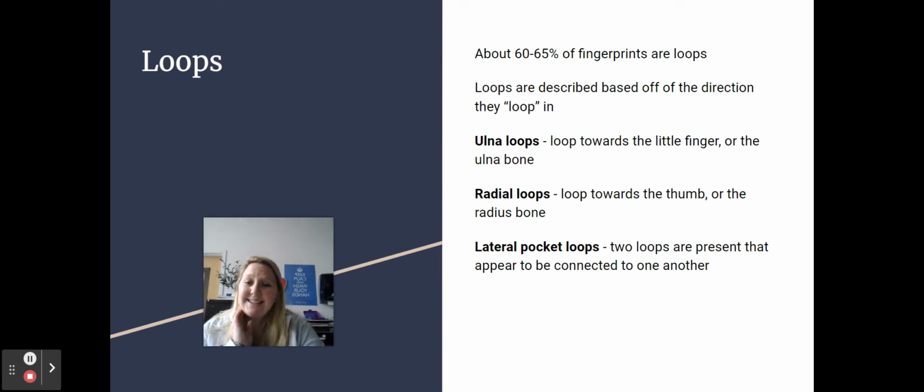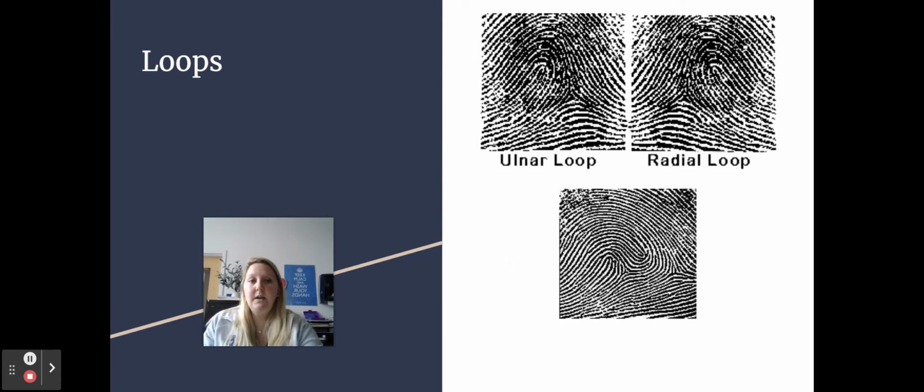Loops are about 60 to 65% of the fingerprints on Earth. Loops are described based off of the direction in which they loop. Ulnar loops loop towards the pinky or the ulna bone. Radial loops loop towards the thumb or the radius bone. Lateral pocket loops are 2 loops that are present and appear to be connected to one another. So our pinky would be right here. Our thumb would be here. We loop from and back towards the pinky, from and back towards the thumb, and then we have 2 loops, seemingly one on top of another. That's our lateral pocket loop.